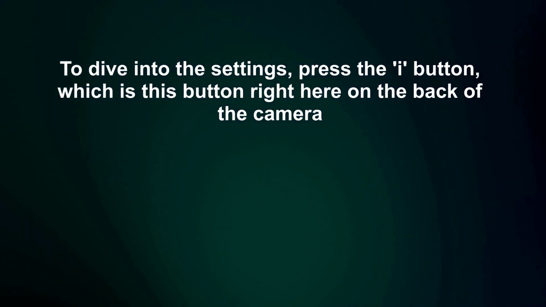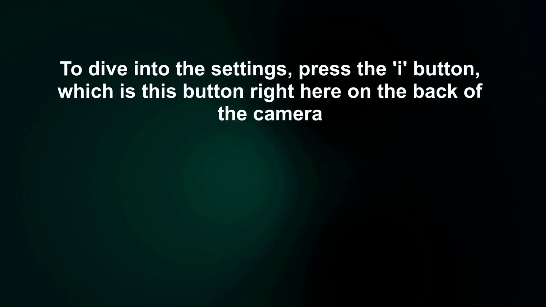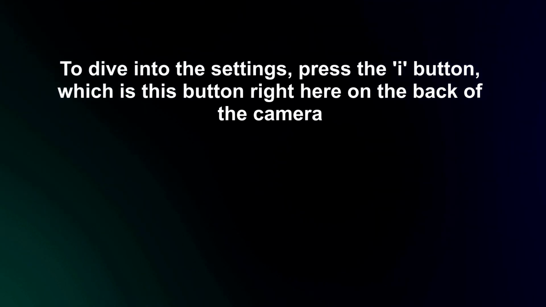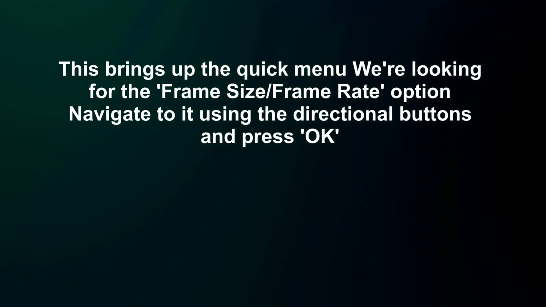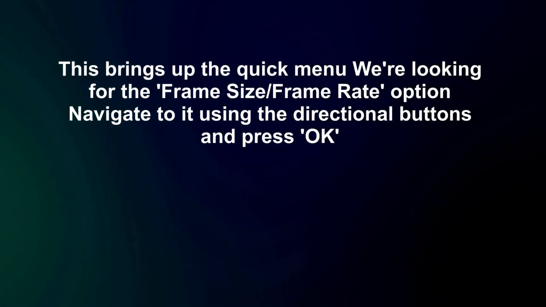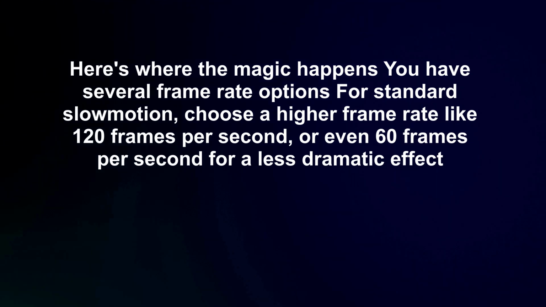To dive into the settings, press the I button, which is this button right here on the back of the camera. This brings up the quick menu. We're looking for the frame size, frame rate option. Navigate to it using the directional buttons and press OK. Here's where the magic happens.